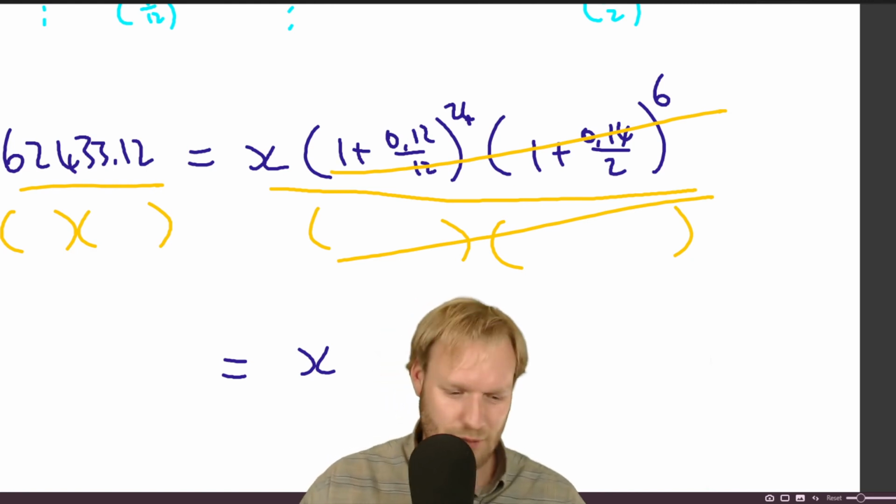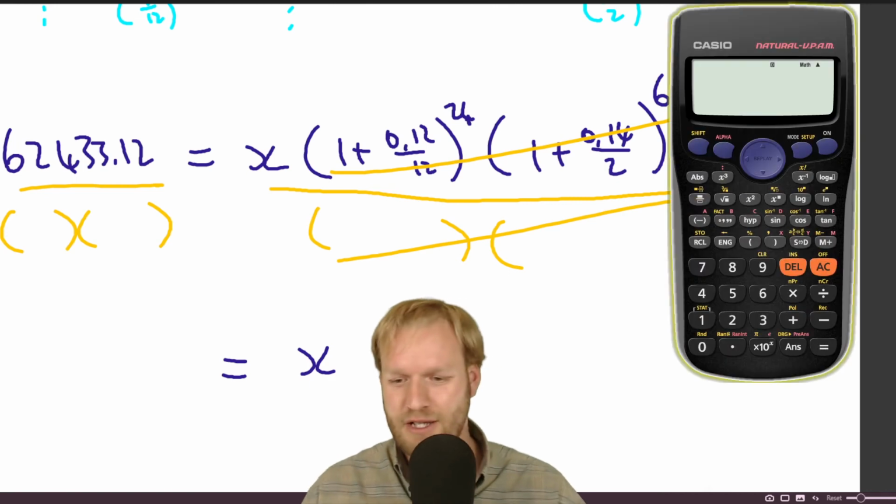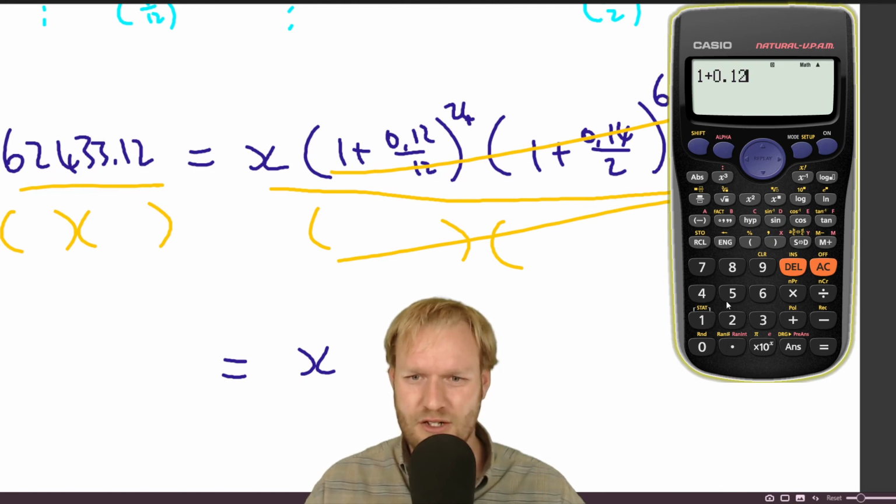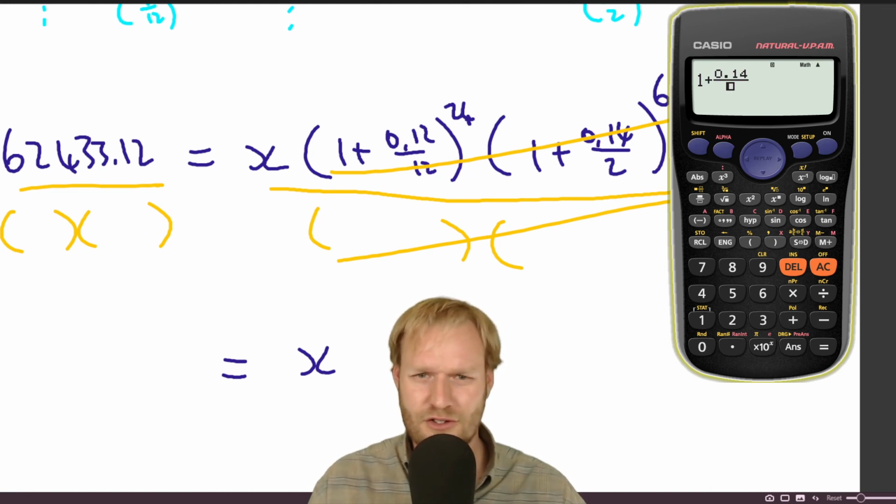Calculator. One of my buttons just stopped working, but that's fine. So what we're going to do is, again up to you whether you use the calculator store buttons or not, I find it useful to go 1 plus 0.12 over 12. I'm going to call that A. I'm going to call the other one, 1 plus 0.14 over 2, shift store in B.